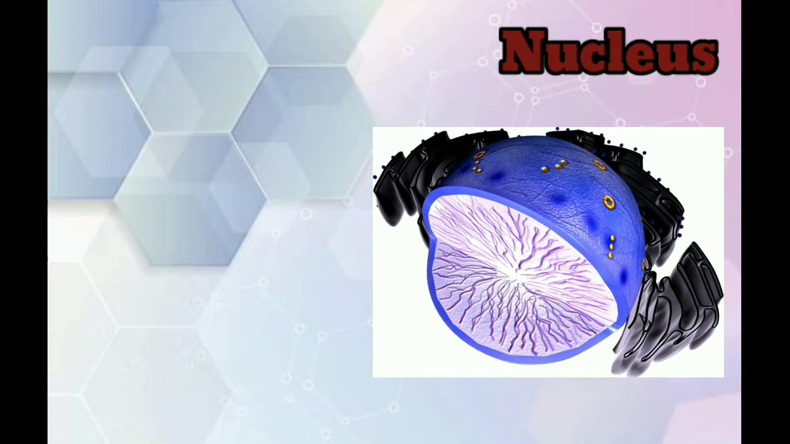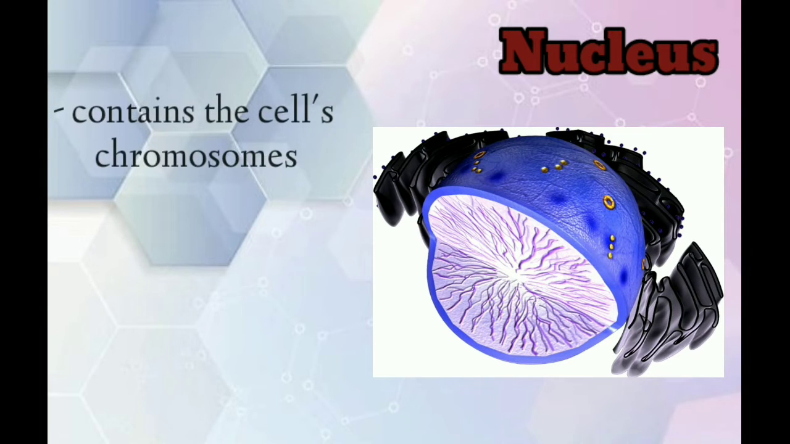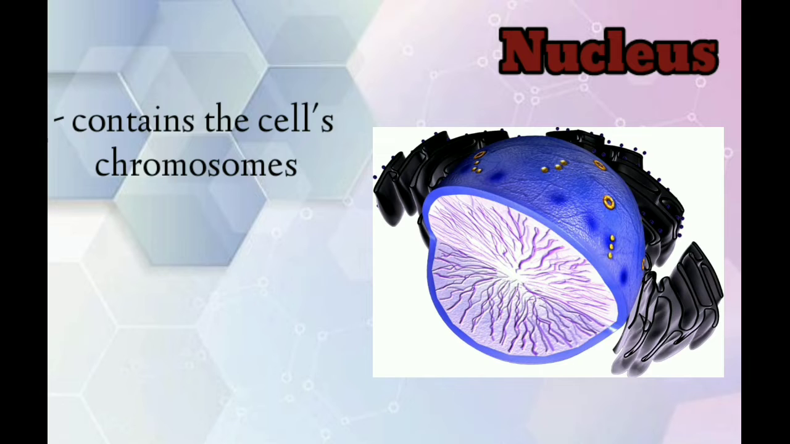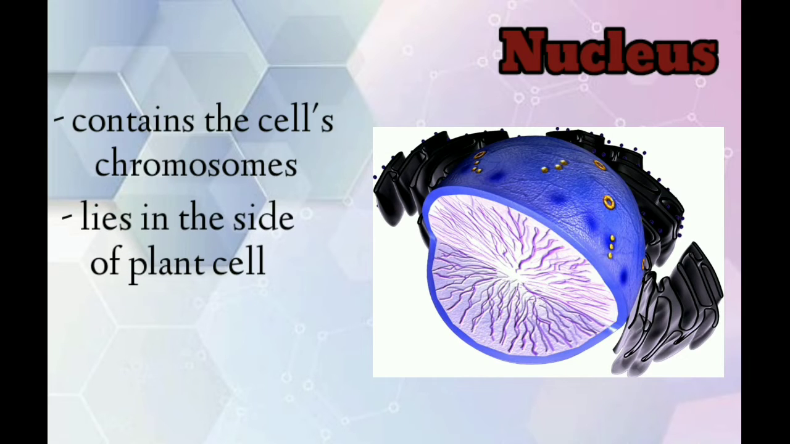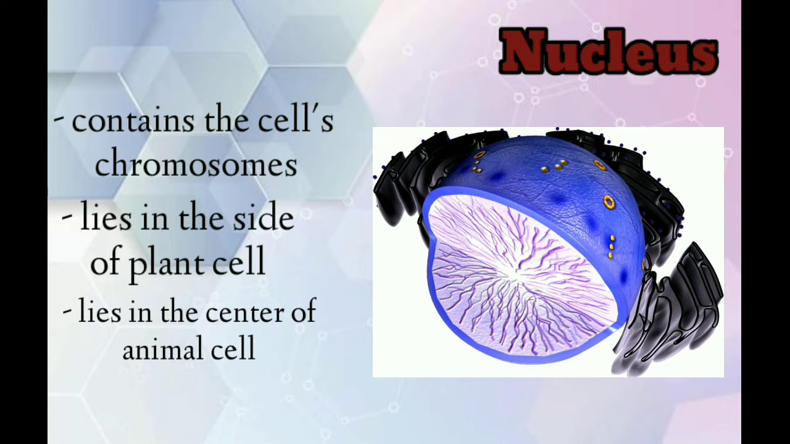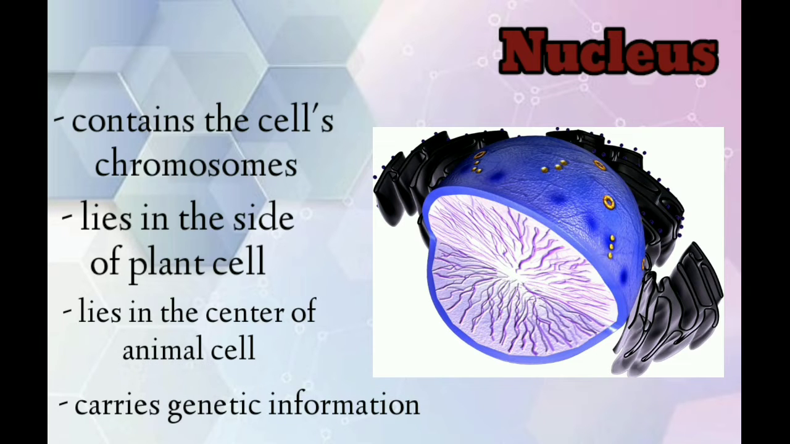Nucleus. The nucleus is a membrane-bound organelle that contains the cell's chromosomes. The nucleus in the plant cell lies on one side of the cell, while the nucleus in the animal cell lies in the center of the cell. The nucleus carries genetic information and controls what happens inside the cell.